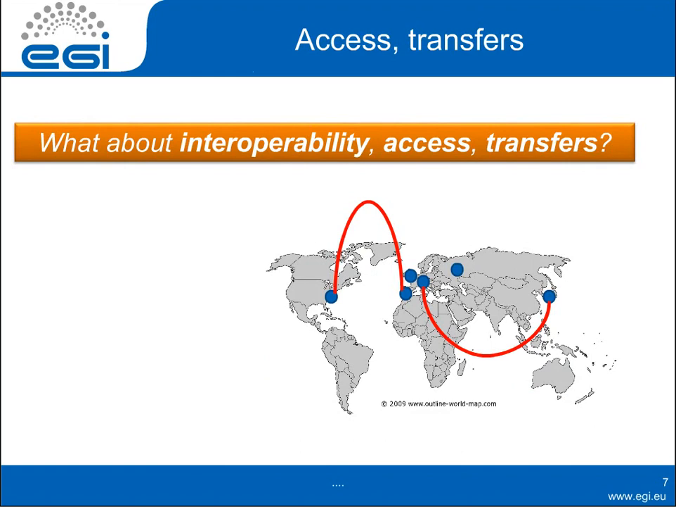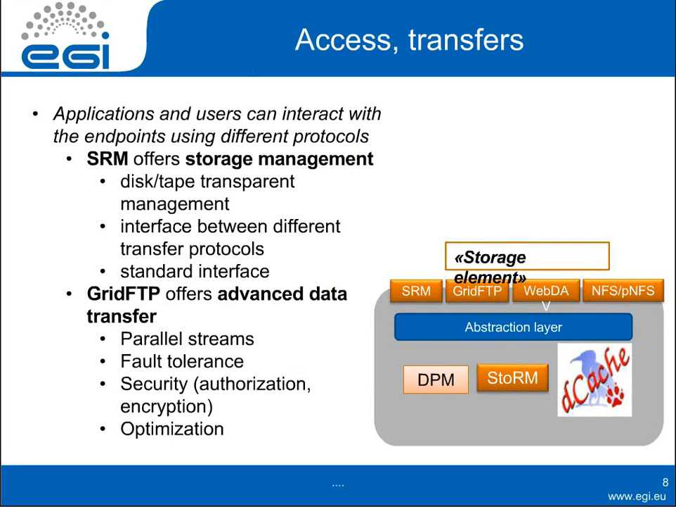So this is another point. We are going out of the site level, and we are asking ourselves about the interoperability between sites, in particular transfer between one site and another site, and access to data from the outside. In this context, protocols are crucial, because the fact that in EGI standard protocols are used is very important to assure that sites can talk to each other and technologies can be developed freely in an open source environment.